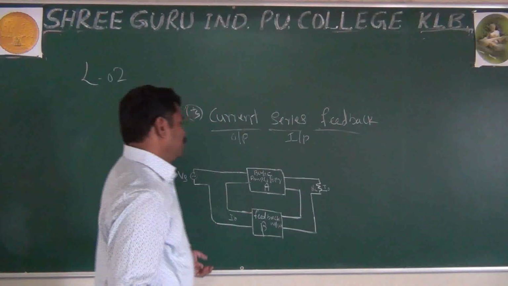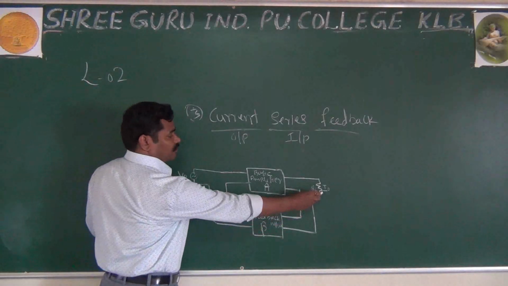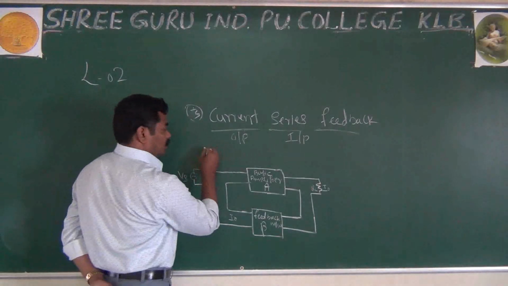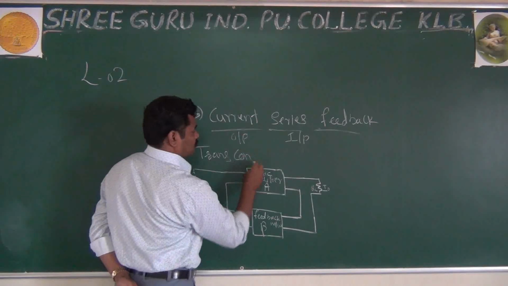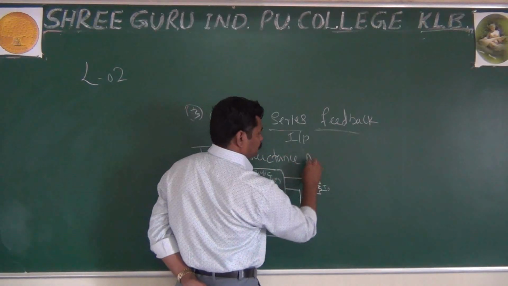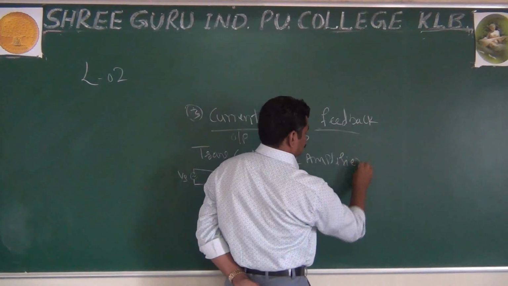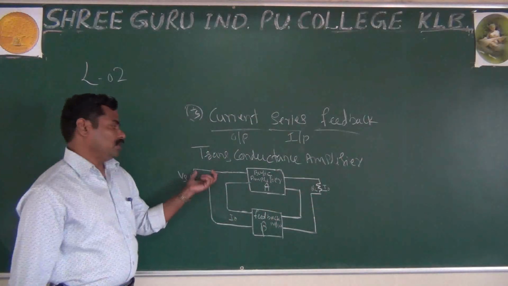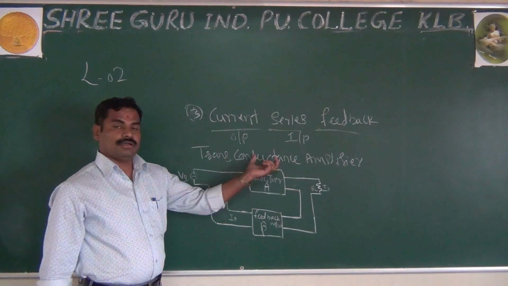And what I said here is also called transconductance, because in the output you have the current and in the input you have the voltage. It is the ratio of current to voltage. That is called a transconductance amplifier.